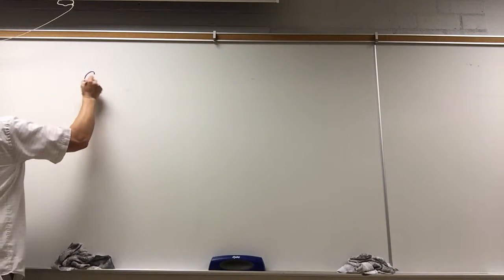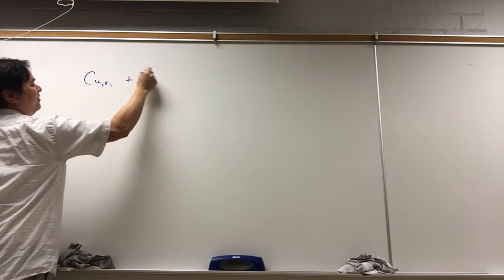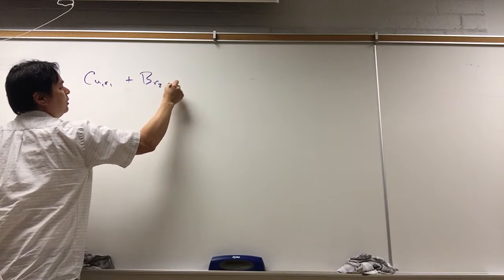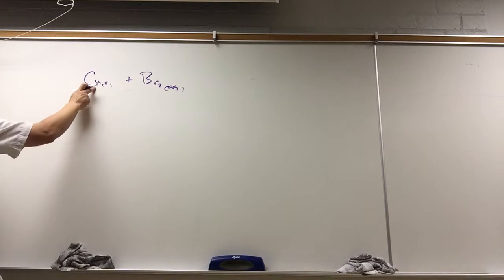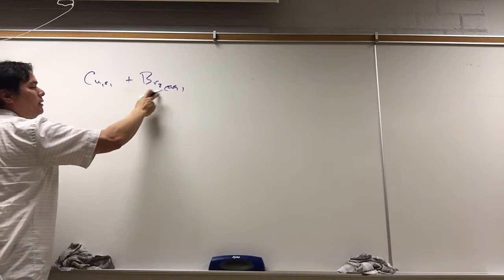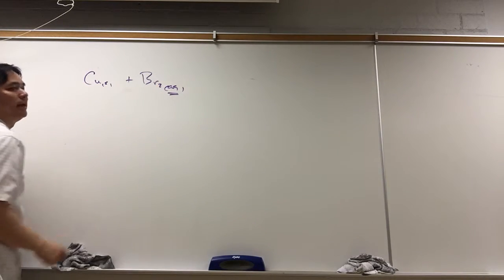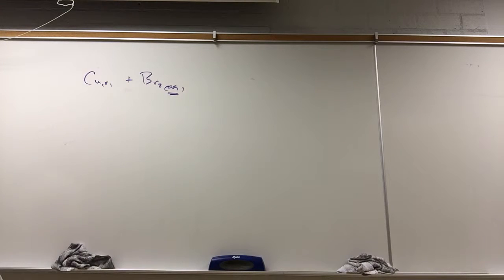And so we start off with copper and bromine. Copper is a metal solid. Bromine, this one I'm going to write AQ. The reason I'm going to write AQ is because pure bromine, do you know what pure bromine is? Pure bromine is a liquid. And in the redox chart, they use pure liquid bromine.